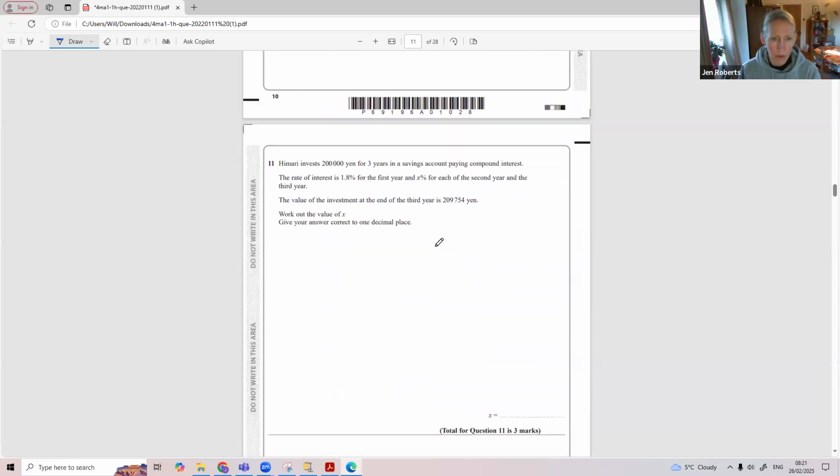Himari invests 200,000 yen for 3 years in a savings account paying compound interest. The rate of interest is 1.8% for the first year and then X% for each of the second year and the third year. So we need to think about our formula for compound interest. It's amount times multiplier to the power n, isn't it? The number of years. So the amount is 200,000.